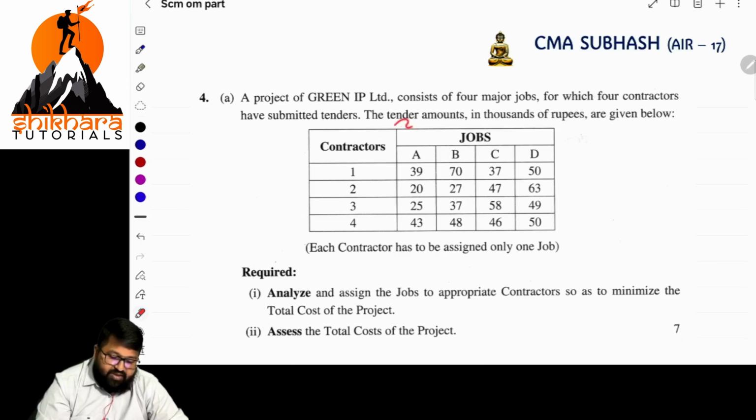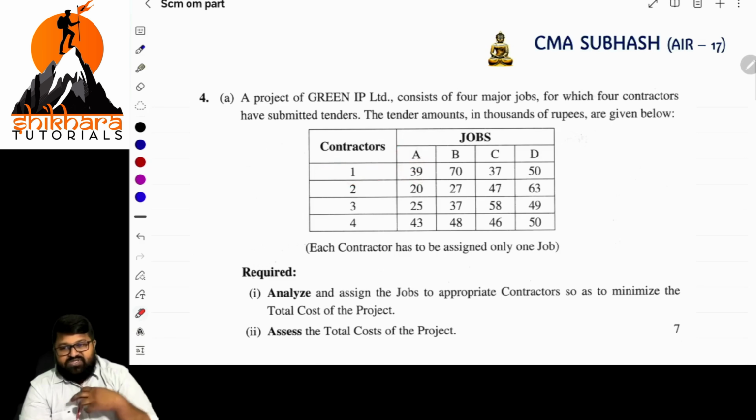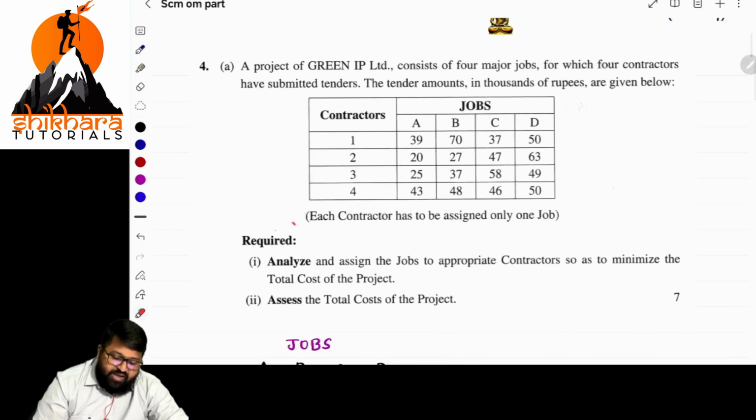Okay, see, the tender amounts in thousands of rupees are given below. If a contractor is doing a job A, he has quoted this amount. For us, whichever is the lowest quotation will be accepted. Am I right? Okay.